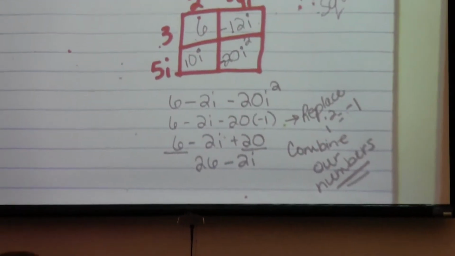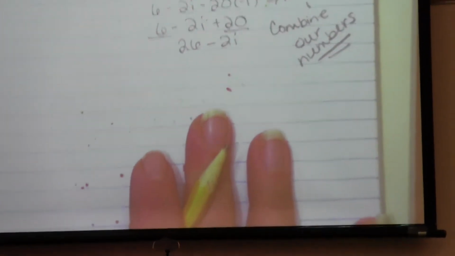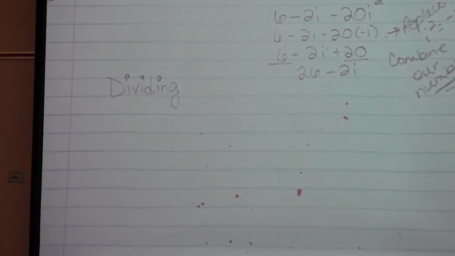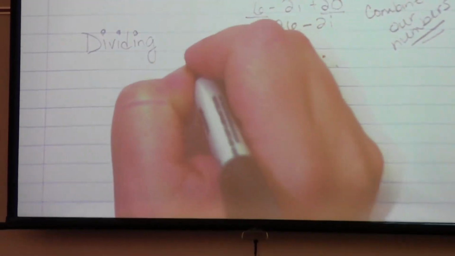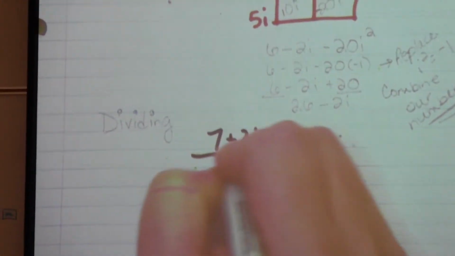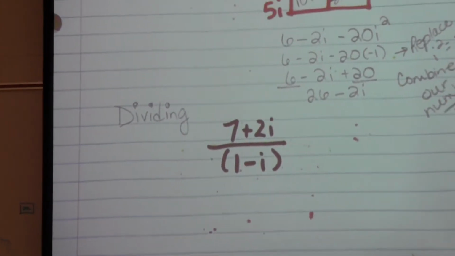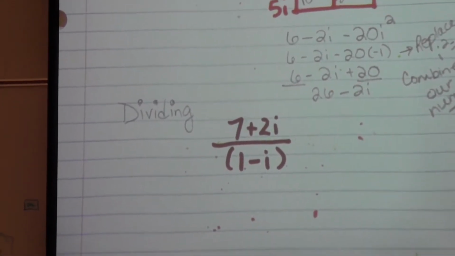Okay? All right. The only other part that changes anything different than that is dividing. And dividing is a little quirky with imaginary numbers. If we're dividing, to divide something, we're going to end up with like 7 plus 2i over 1 minus i. So dividing has one extra step in it.